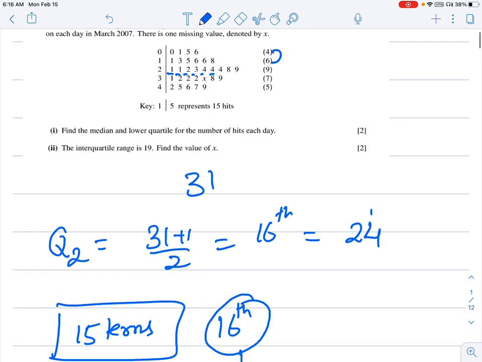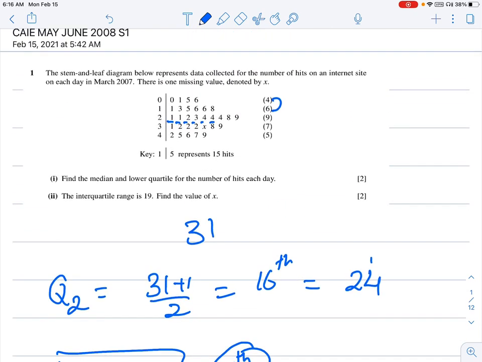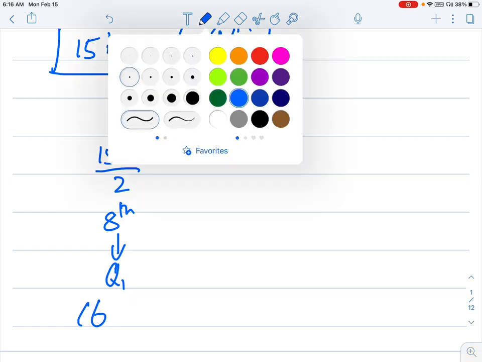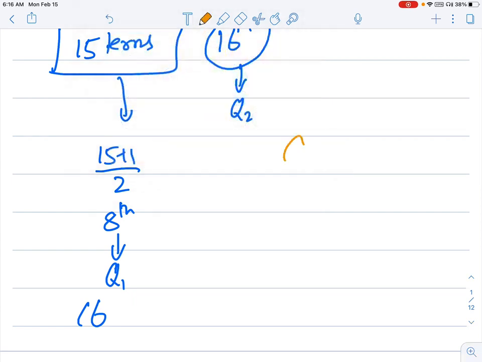So what is the 8th term? 4 terms, 1, 2, 3, 4, 5, 6, 7, 8. The 8th is 16. So Q1 is equal to 16. So I write over here Q1 is equal to 16 and Q2 just now we got 24.